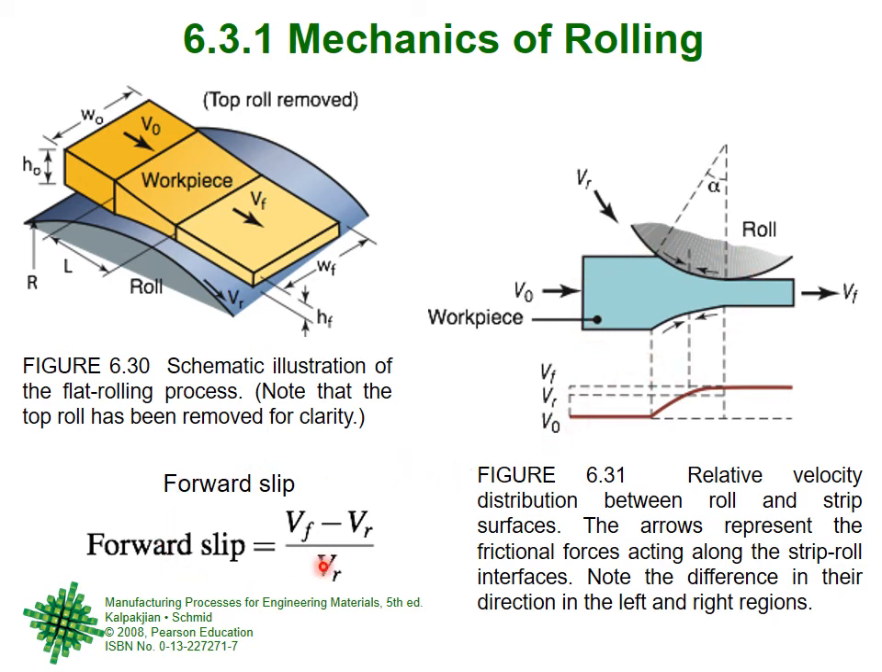And this is something which we will talk about later on. But something called forward slip, right? Forward slip is the material going forward, and it is (Vf minus Vr) upon Vr, right? Not V0. V0 is just there. But what is the final velocity at which it exits relative to the velocity of the roll? That difference upon the original velocity of the rolls is known as forward slip, right? So this is just a terminology which we will use later on.